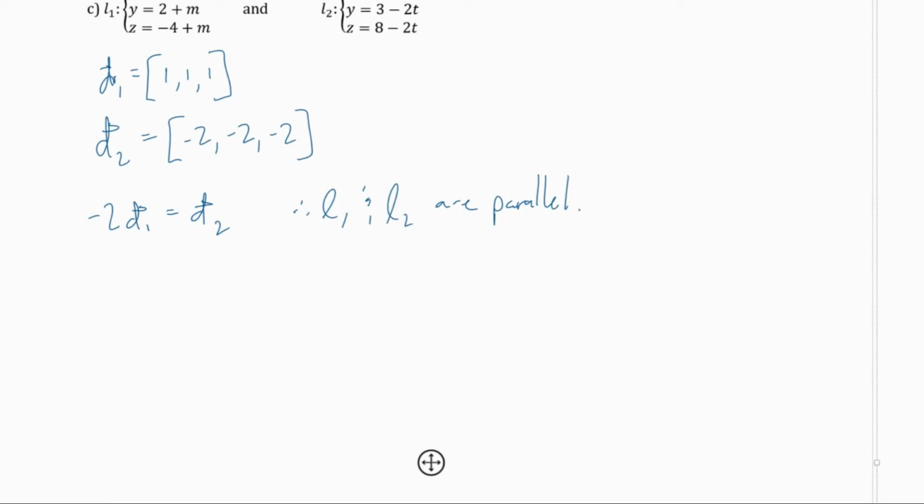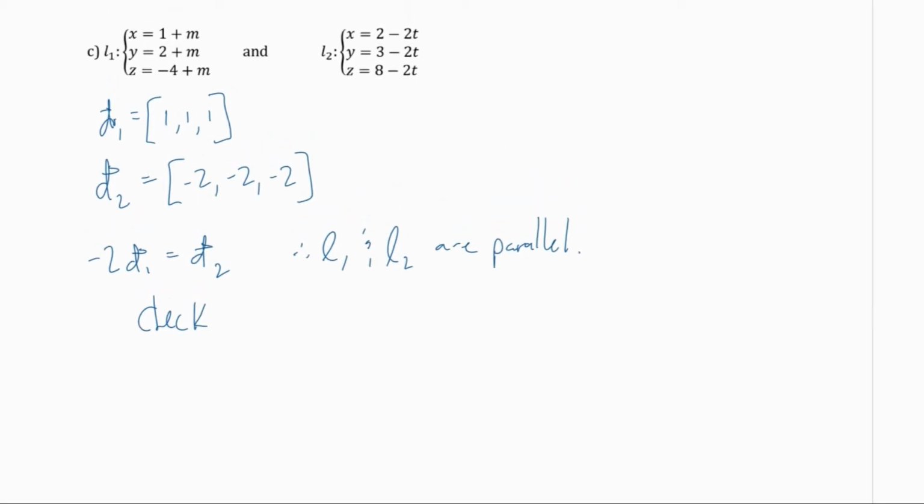Now I choose to check a point on one of them in the other. I'm going to pick whatever point, okay? So I'm going to pick (1, 2, -4). That's a point on L1, which came from those constants in each of the equations. And I'm going to check that in L2.